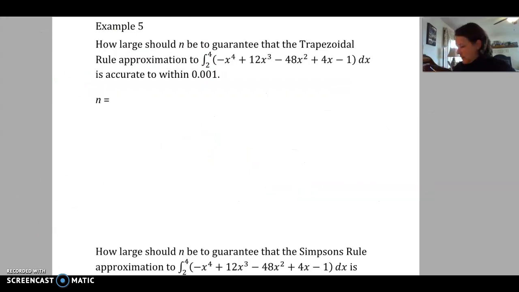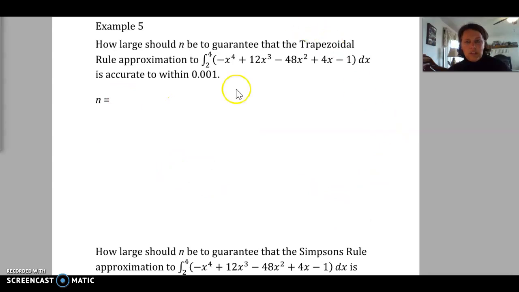Okay, so our last example for 3.6 part 2. Example number 5: how large should n be to guarantee that the trapezoidal rule to the integral from 2 to 4 of that equation is accurate to within 0.001?